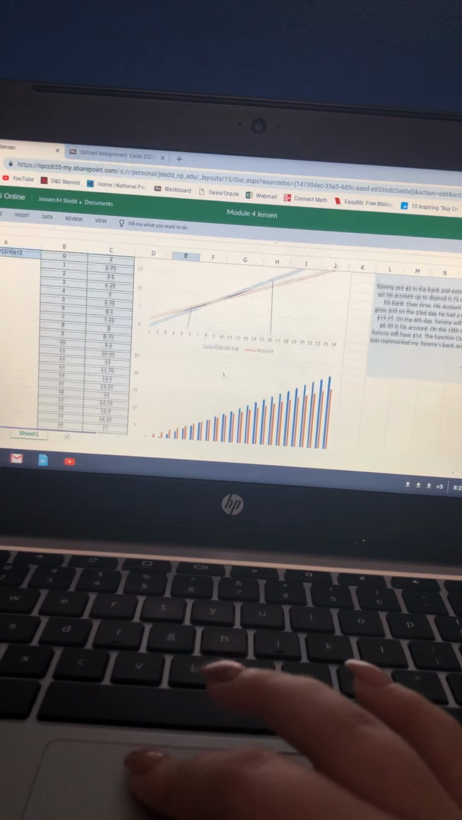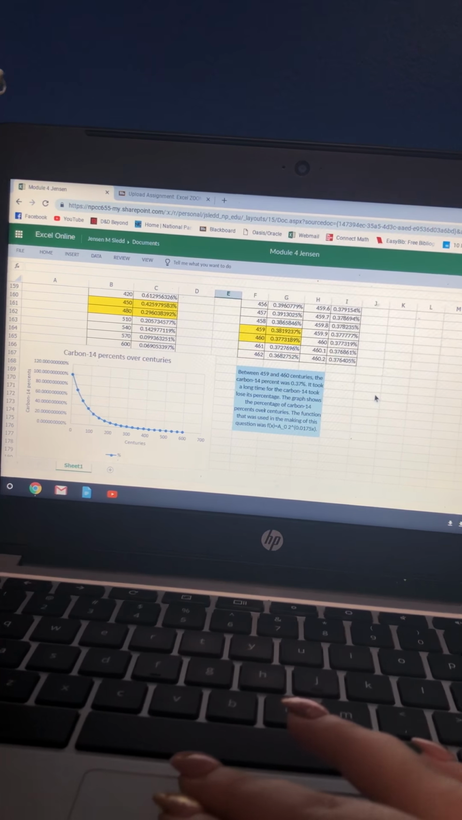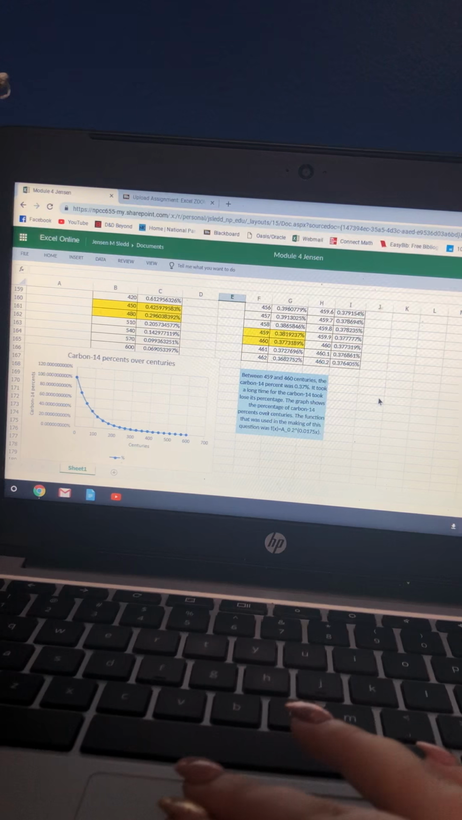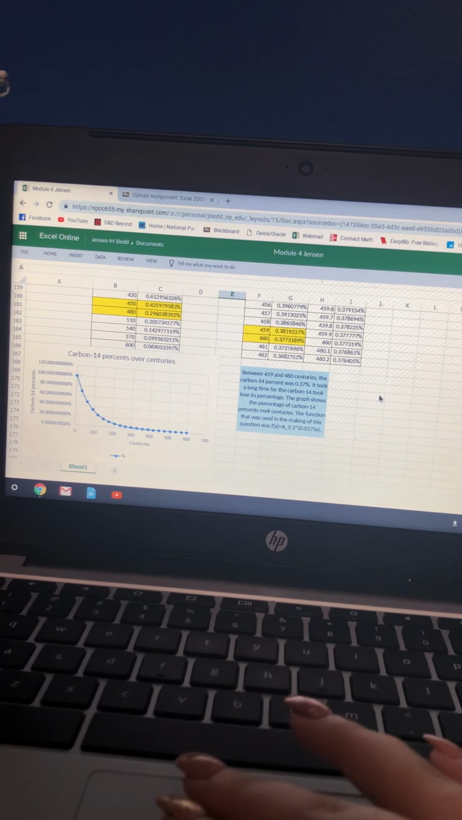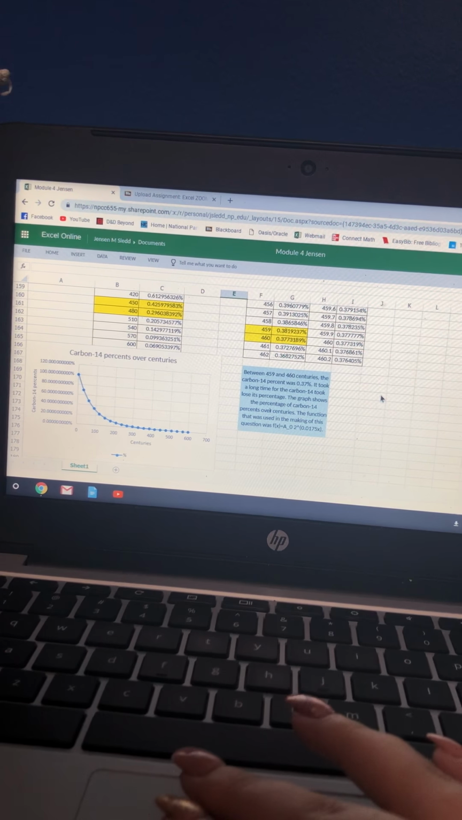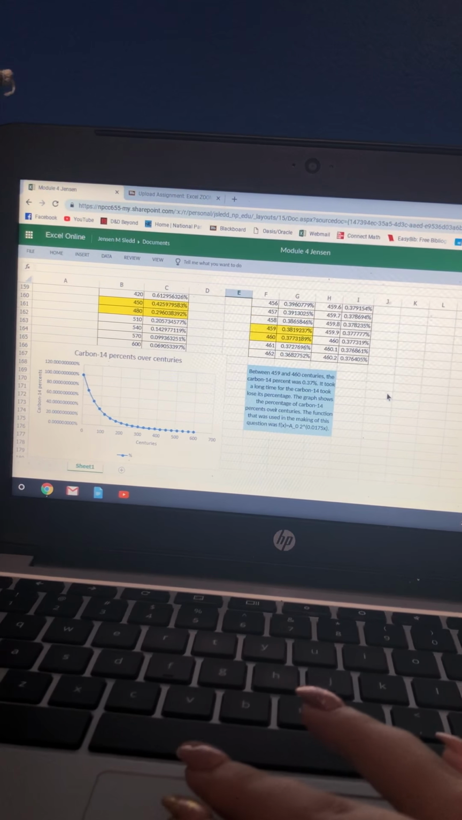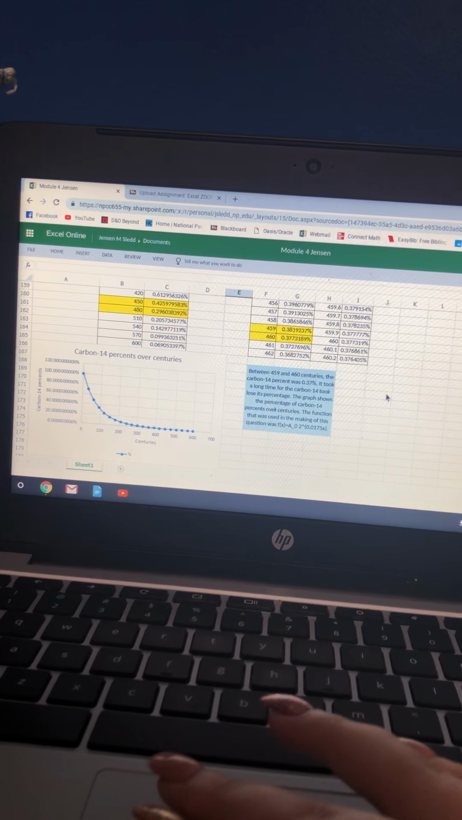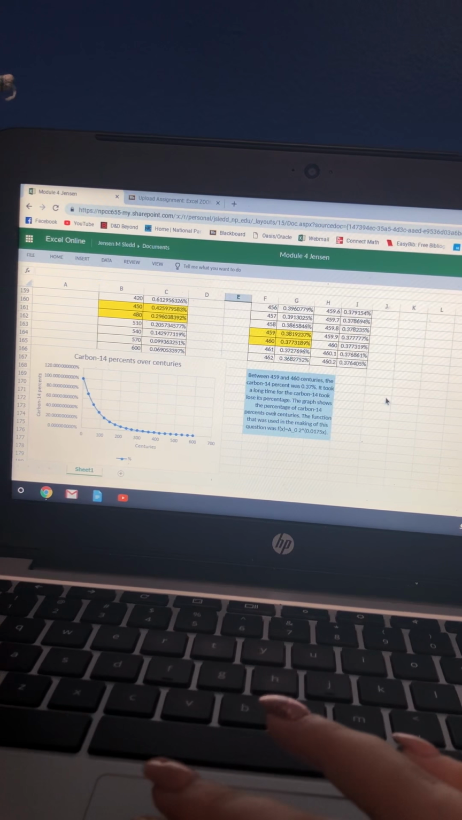I have a graph that shows it, and between 459 and 460 centuries, the carbon-14 percentage was 0.37. It took a long time for the carbon-14 to lose its percentage. The graph shows the percentage of carbon-14 over centuries. The function that was used in the making of this question was f of x equals A of 0.2 times 0.0175. This is my Module 4 Excel report for Miss Benzie's class of 2018.